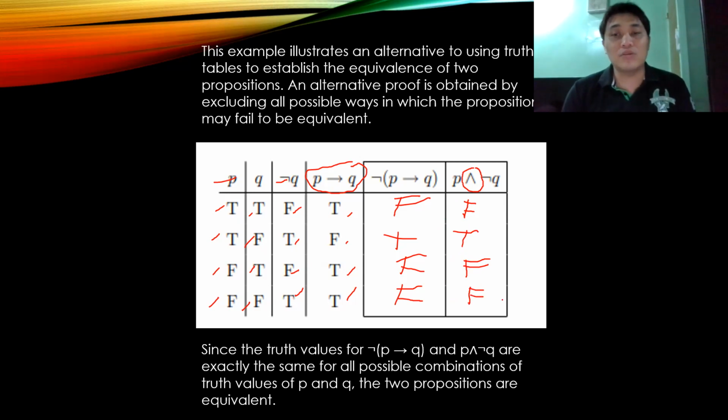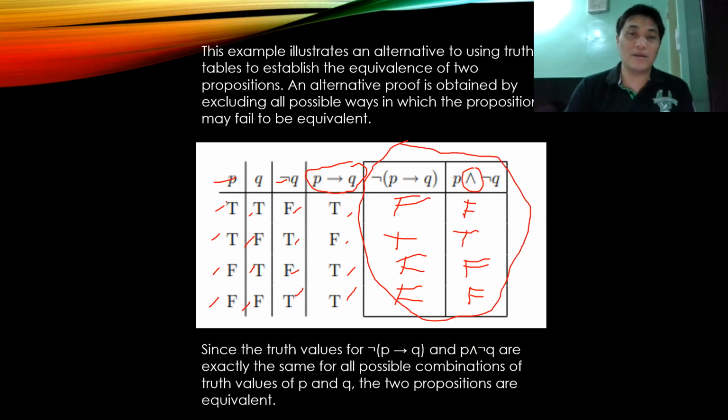Since the truth values for the negation of P implies Q and P logical and negation of Q are exactly the same for all possible combinations of truth values of P and Q, the two propositions are equivalent. So these two propositions are equivalent.